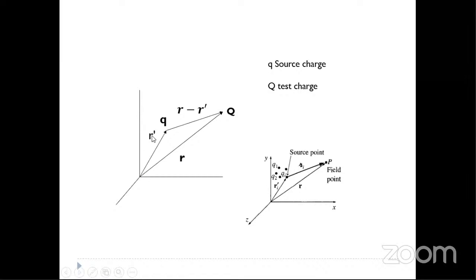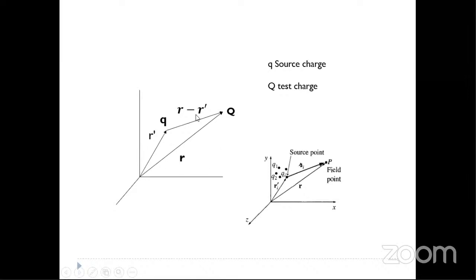And what is R dash bar? R dash bar is the position vector of the source charge with respect to the origin. Fine. Now, what is the position of capital Q, the test charge, with respect to small q, which is the source charge? Let me repeat. What is the position of the test charge with respect to the source charge?